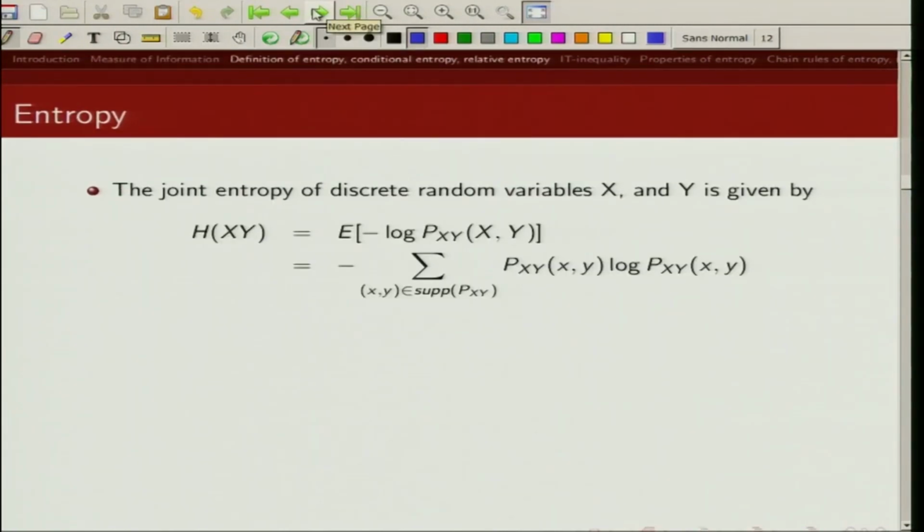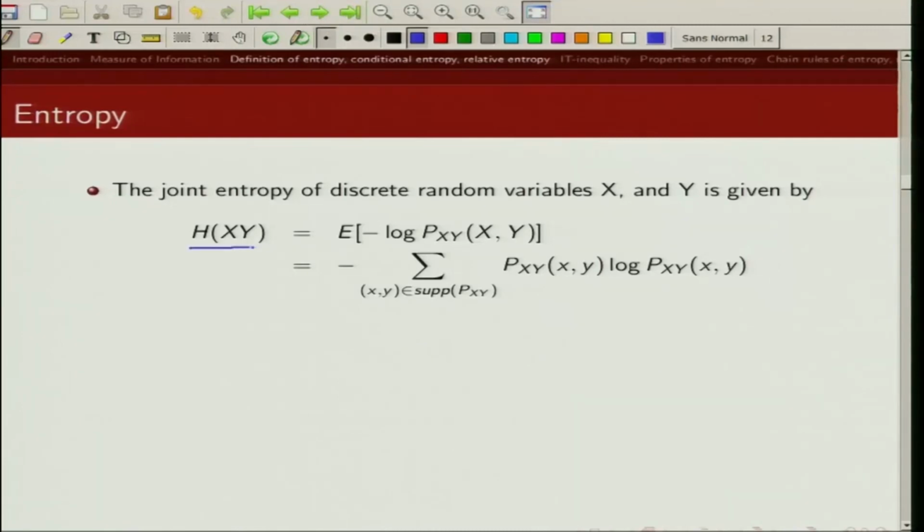Now similarly we can define joint entropy of discrete random variables X and Y. Joint entropy of discrete random variables X and Y is defined as the expectation of minus log of the joint probability distribution of X and Y. So this can be written as minus summation over the support set of the joint distribution of p(x,y) log p(x,y).